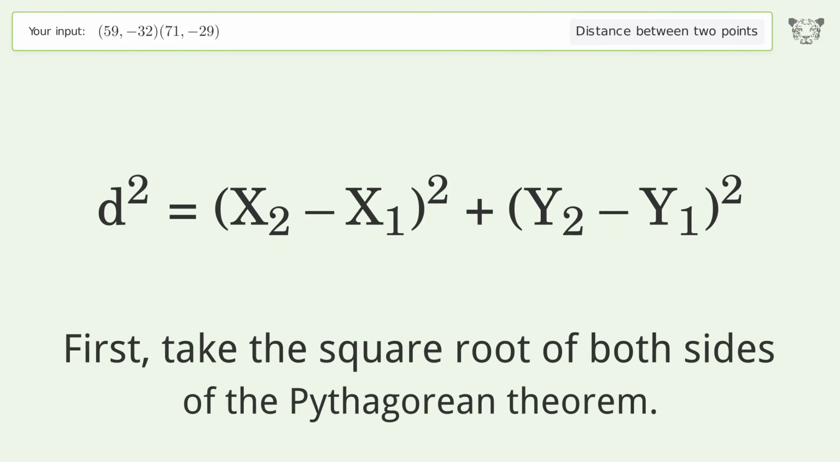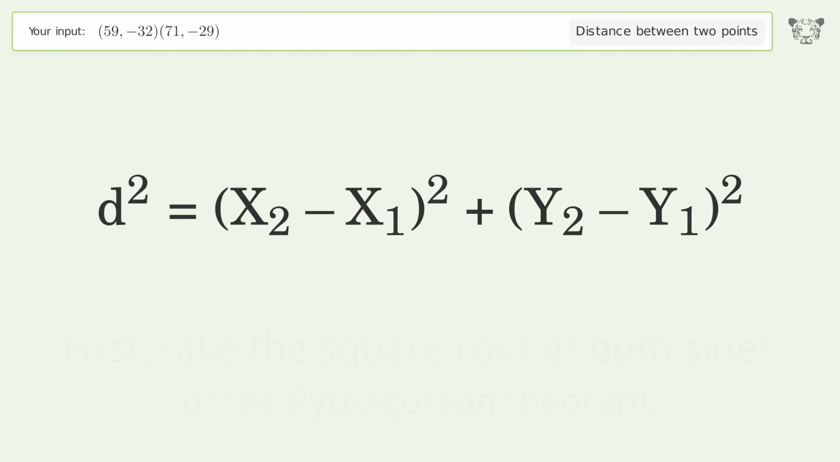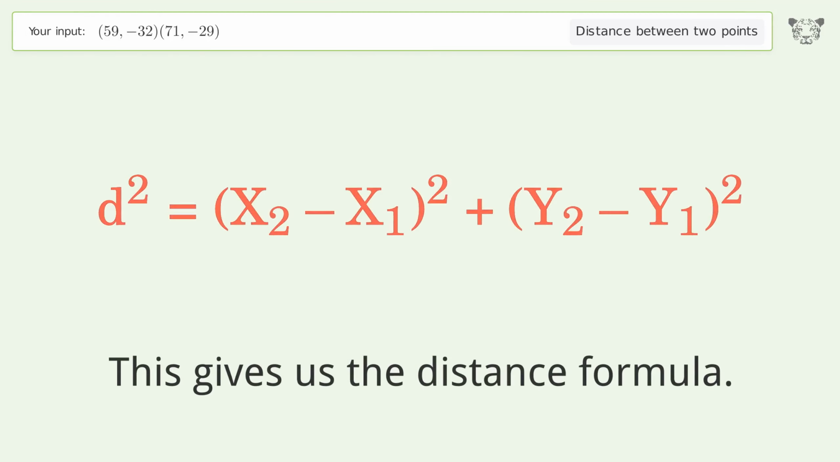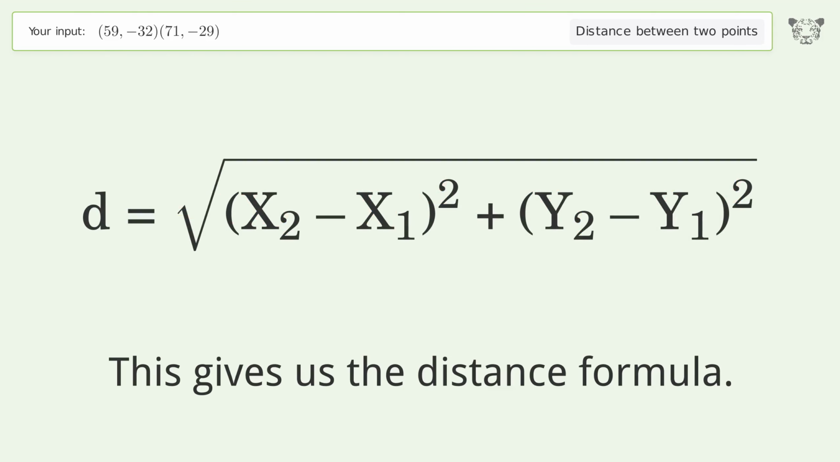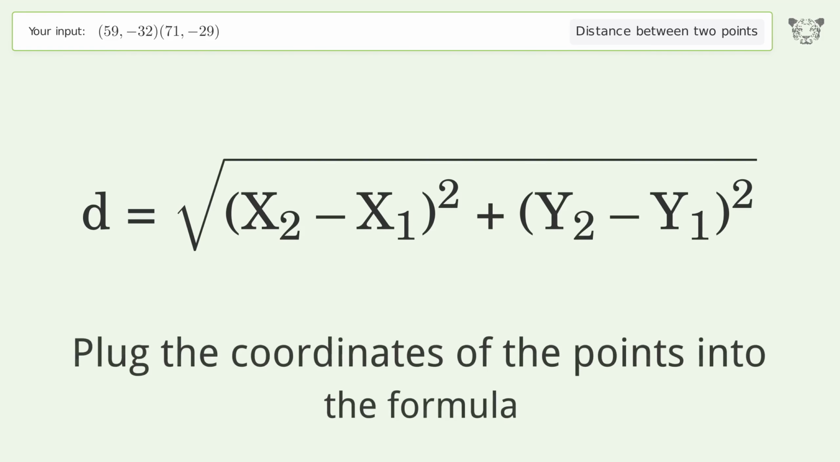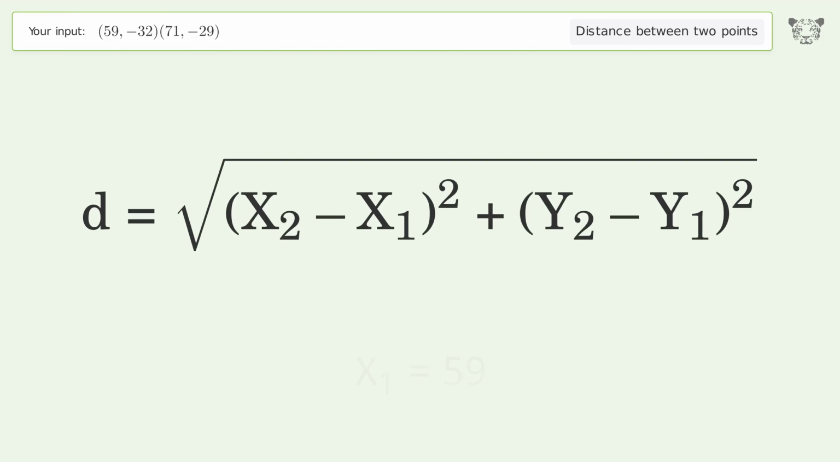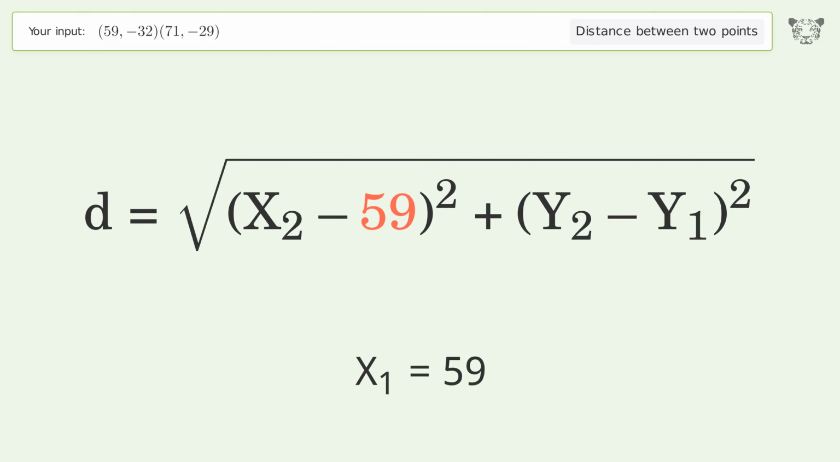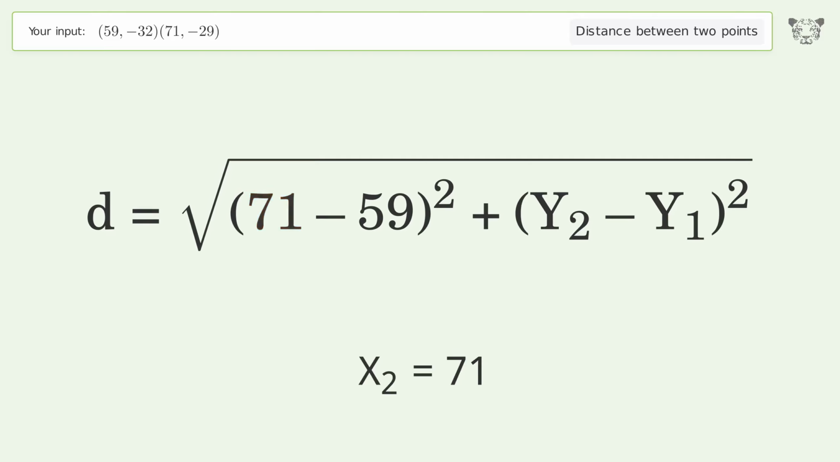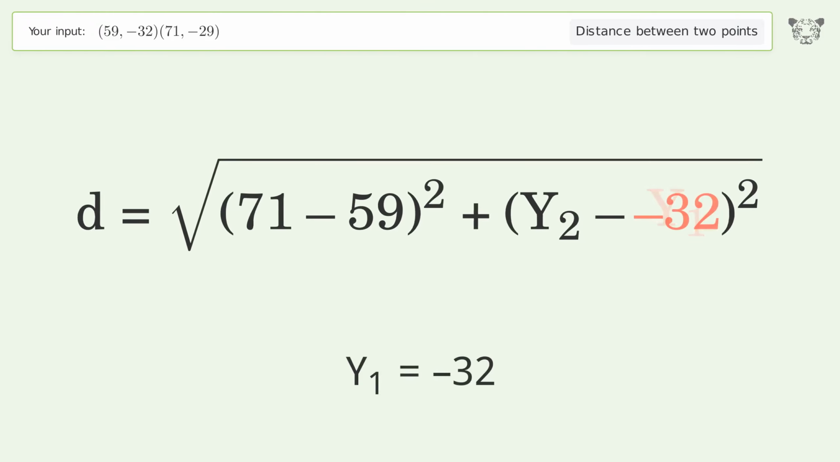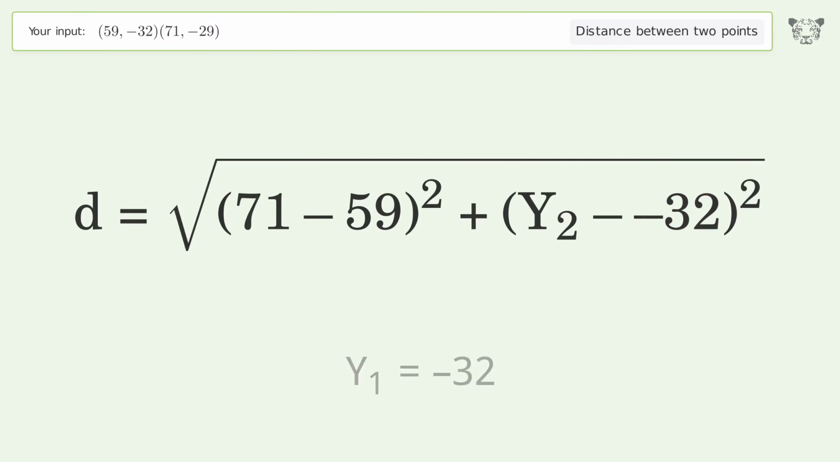First, take the square root of both sides of the Pythagorean theorem. This gives us the distance formula. Plug the coordinates of the points into the formula. x1 equals 59. x2 equals 71. y1 equals -32. y2 equals -29.